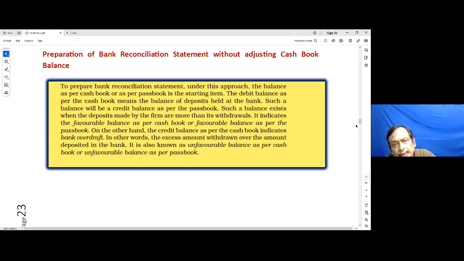Such a balance exists when the deposits made by the firm are more than its withdrawals. It indicates the favorable balance as per cash book or favorable balance as per the passbook. On the other hand, the credit balance as per the cash book indicates bank overdraft. In other words, the excess amount withdrawn over the amount deposited in the bank. It is also known as unfavorable balance as per cash book or unfavorable balance as per passbook.